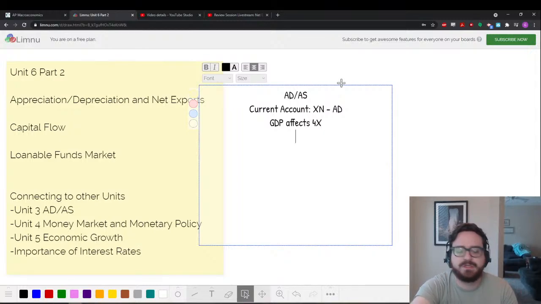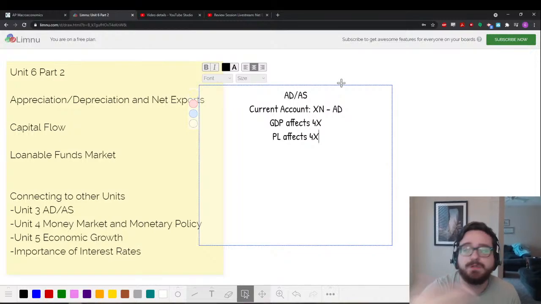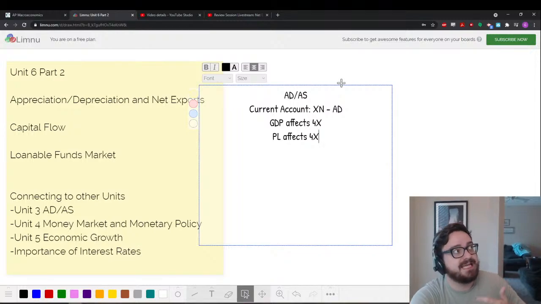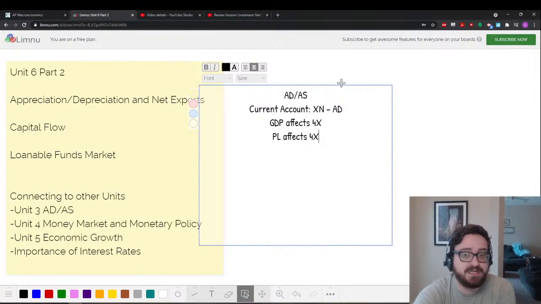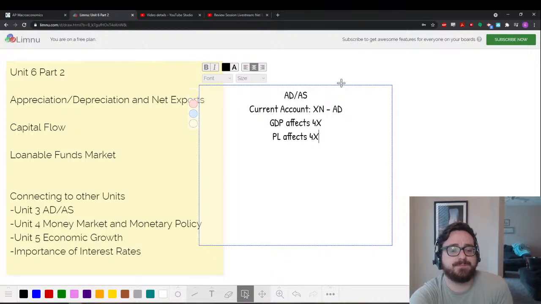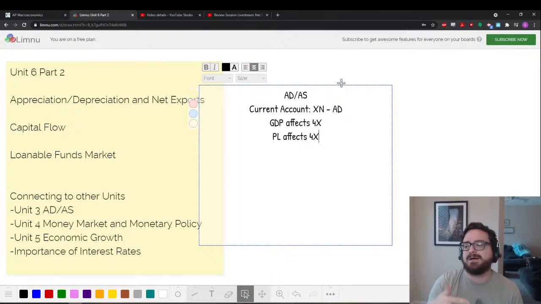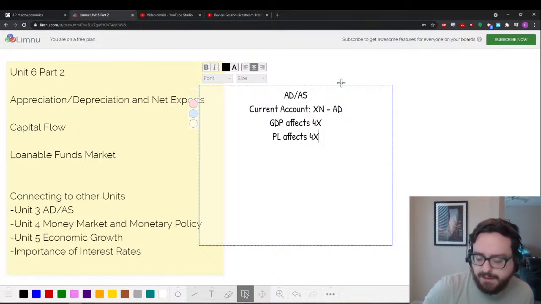So yep, that works. Price level also affects it, because if I said the price level in the United States is going down, which is a thing that I could show on my aggregate demand supply graph, then people would want to buy more stuff from America, because America's goods are now comparatively cheaper, and wouldn't you know, that's Forex market. If other people from other countries want to buy more of our stuff, that'll also go there.